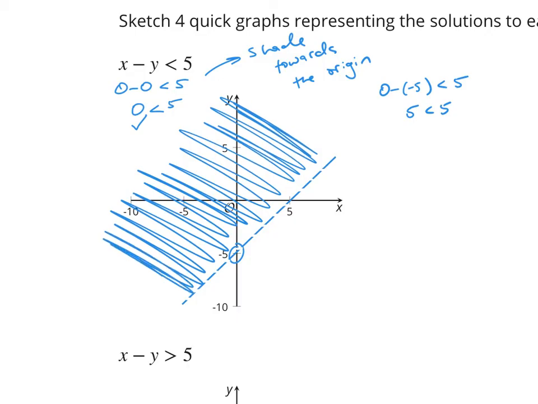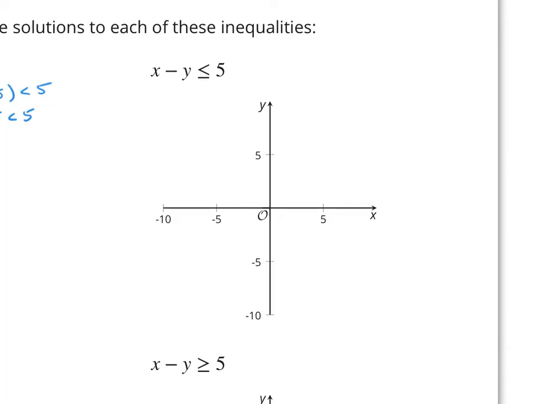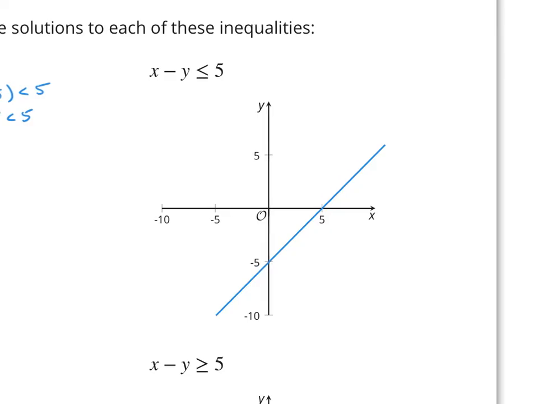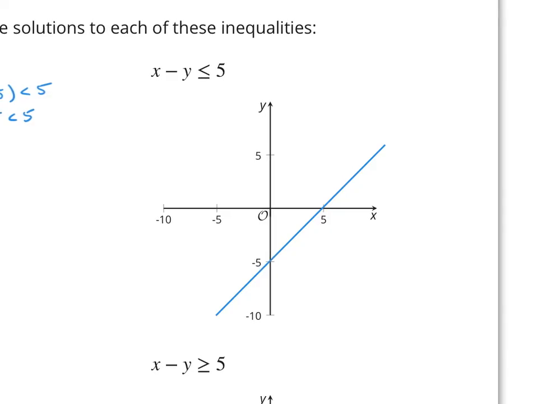All right, let's take a look at the next one. Again, I'm going to have a line that goes through negative 5 and 5 like I did last time. Let's move that line down. Again, I'm going to do a solution test to see which way I need to shade. So I'm going to use 0, 0 again. So 0 minus 0 is less than or equal to 5. And I see that it is indeed less than or equal to 5. So again, I'm going to shade towards the origin.